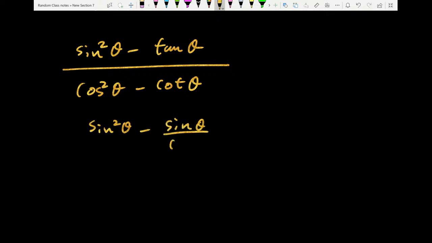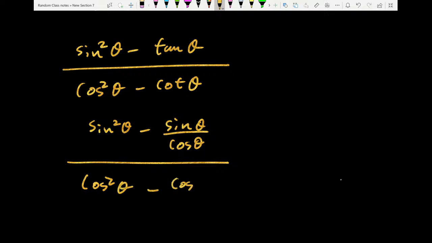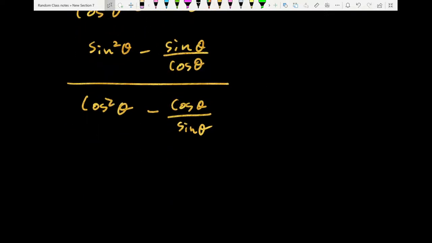Did anybody do this yet? Jamie, you finished it? Okay. Help me out, Jamie. Cosine of theta over sine of theta. Am I doing it right so far? Right?